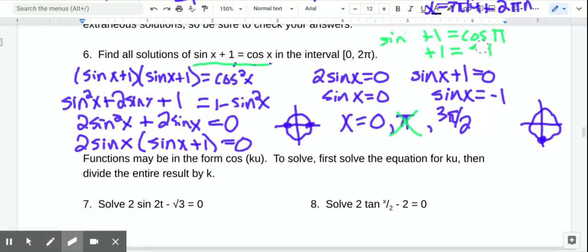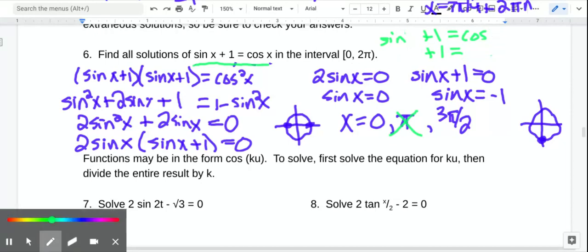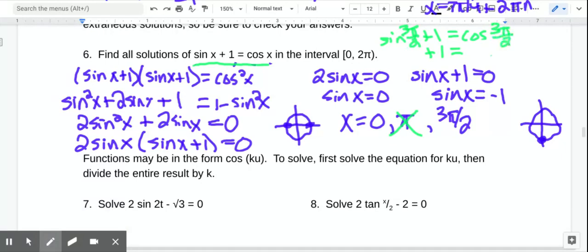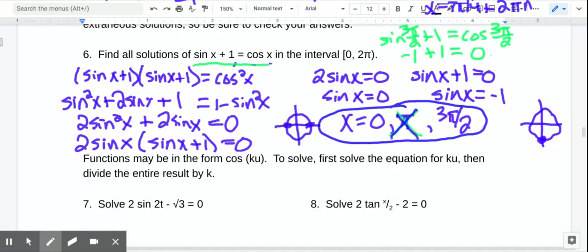And then I'm going to plug in 3 pi over 2. So I want to know, is the sine of 3 pi over 2 plus 1 equal to the cosine of 3 pi over 2? Sine of 3 pi over 2 is -1. Cosine of 3 pi over 2 is 0. So that one does work. Okay. So my final solutions are just 0 and 3 pi over 2. Pi was an extraneous solution, so we had to throw it out. So anytime you happen to square both sides, make sure you plug in your answers and make sure they all work.